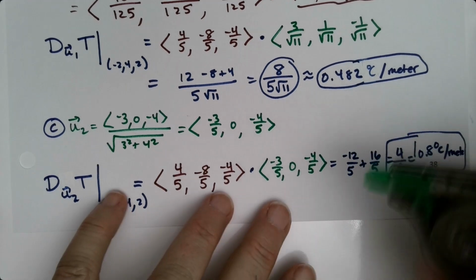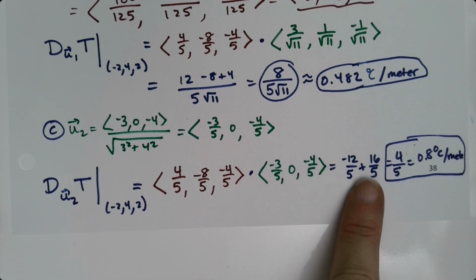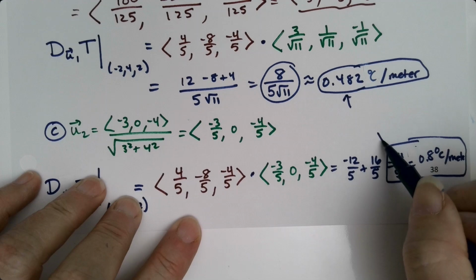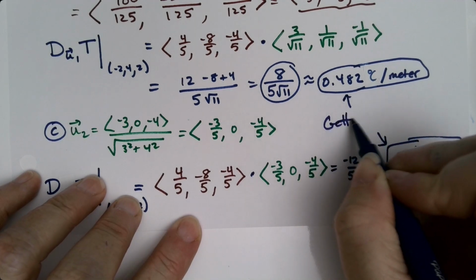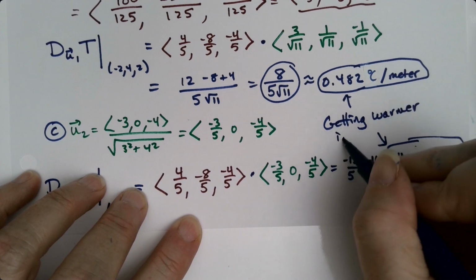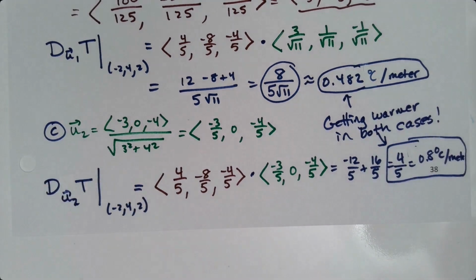Now you'll notice in both cases it's warming, because of the direction this bird is heading, it's warming in both cases because they're both positive. But it's a bird moving in 3 dimensions, not an ant moving in 2 dimensions like the previous problem.